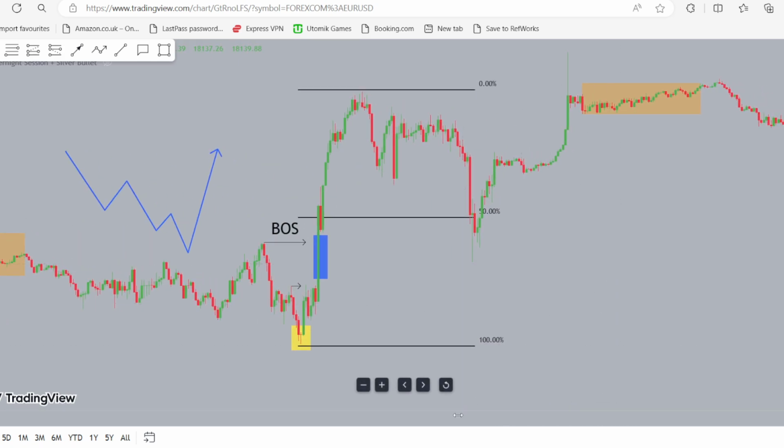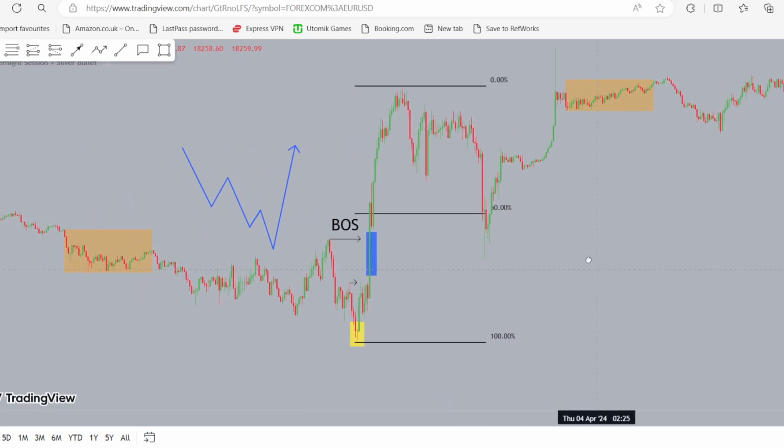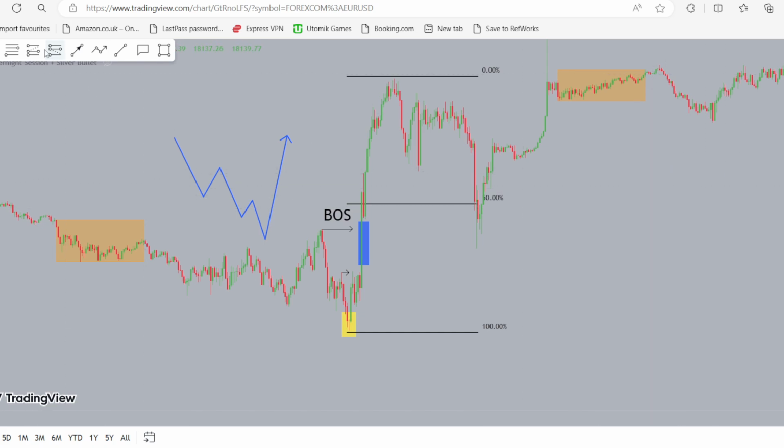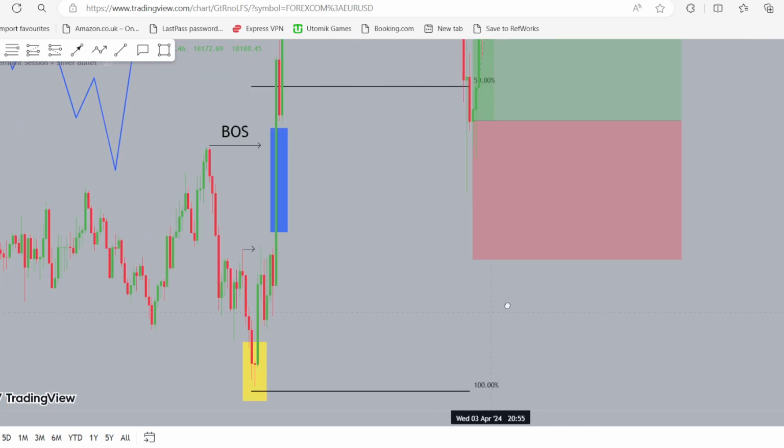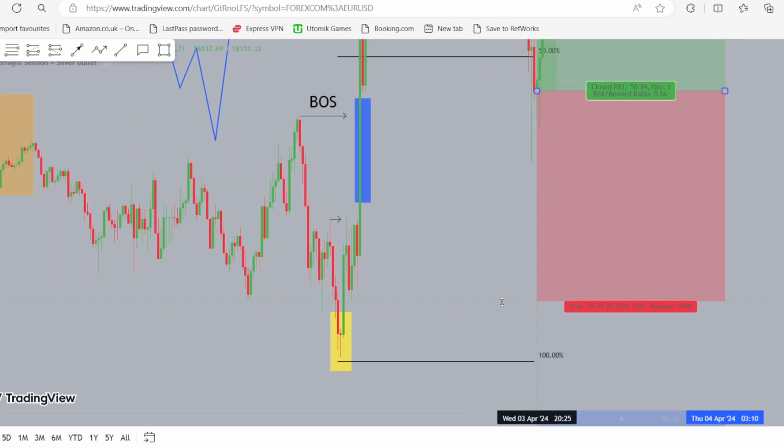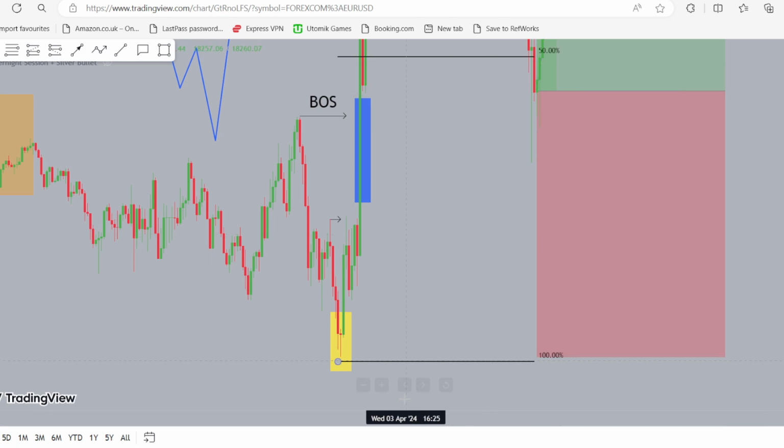You have to key off a fair value gap where price enters the discount. And how do you do that? We have a fair value gap over here. That 50% level marks out where we need to be selling below. So from here, your job is to key off a fair value gap. A safe place to keep your stop will be anywhere around this region over here, just below the Judas swing.